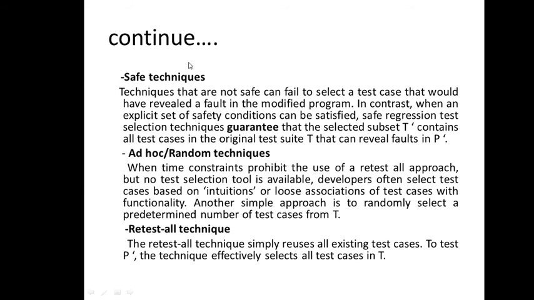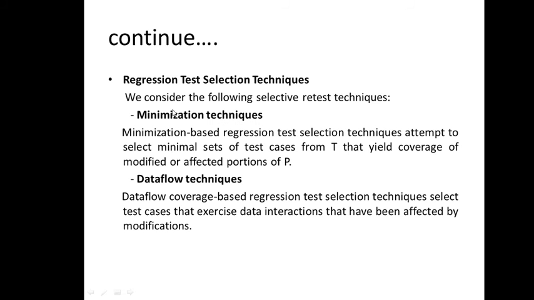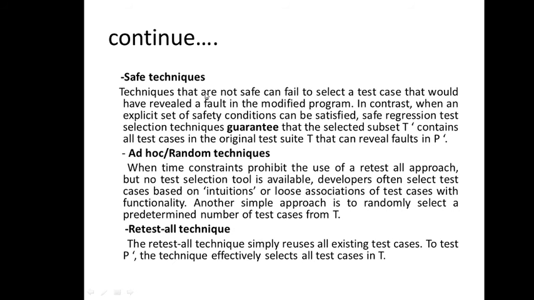What is a safe technique? Not all the techniques are safe. I mean, these two techniques are not safe. So what does safe mean here? A safe technique is one which guarantees that the selected subset T dash contains all the test cases in the original test suite T that can reveal faults in P dash. That means it must guarantee that it has all the test cases, original test cases as well as the new test cases, and helps in revealing the faults in P dash.